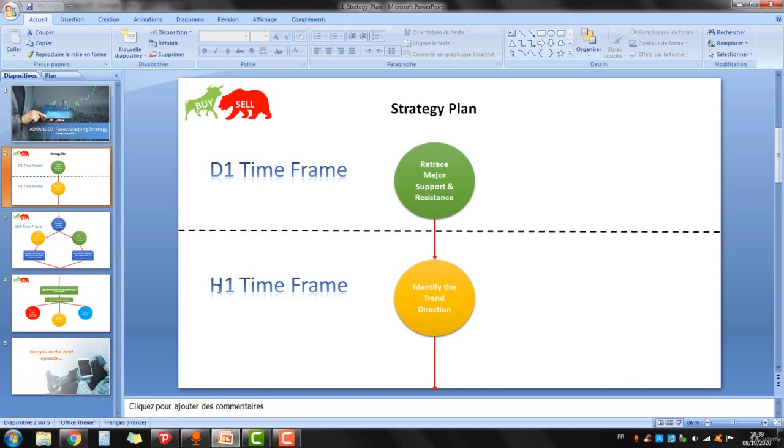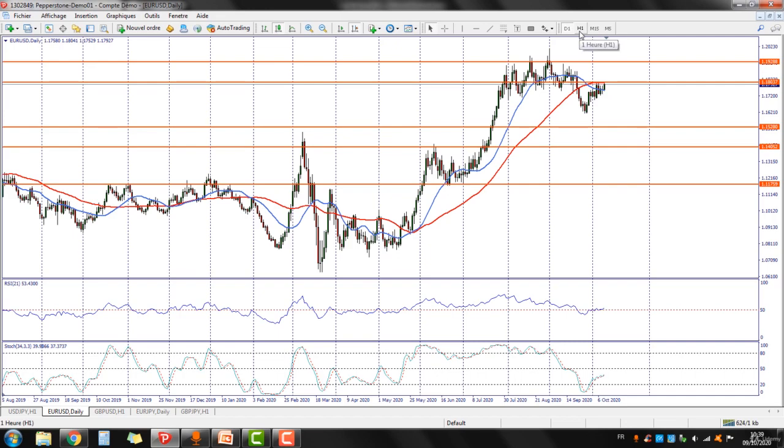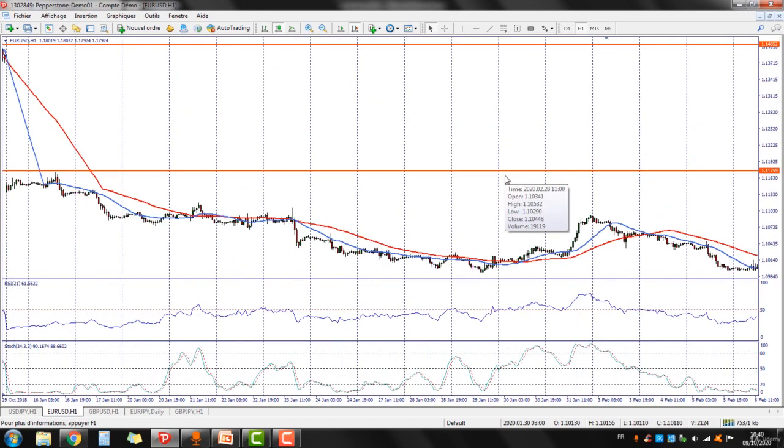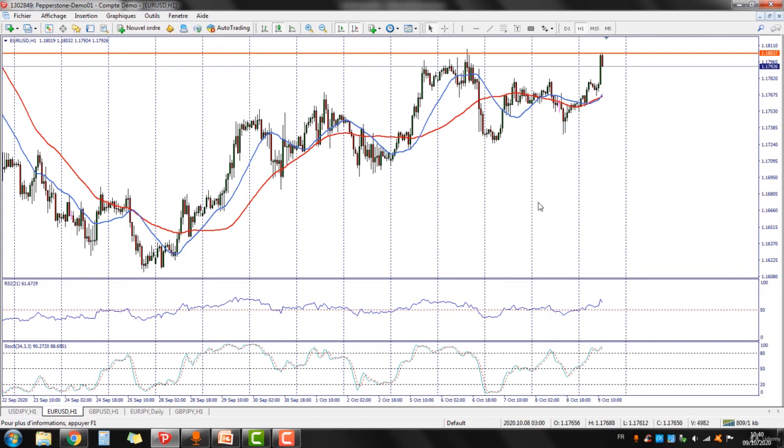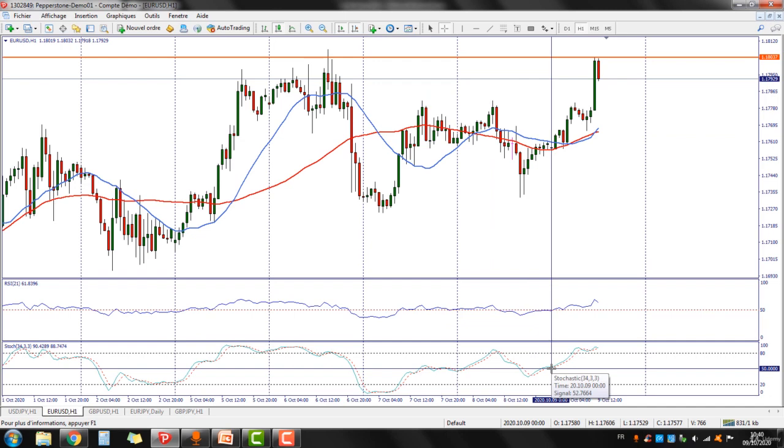The second step is going on H1 time frame to identify the trend direction. This is for scalping. I'm showing you right now how I am analyzing the market for scalping. So let's switch to the H1 time frame. Here we are. So for this day, for today, the market is in an uptrend.